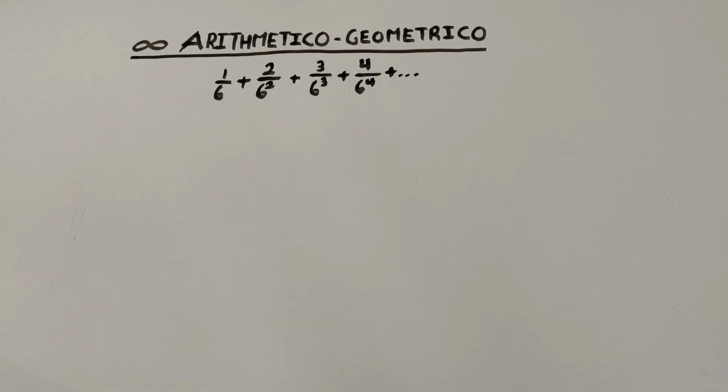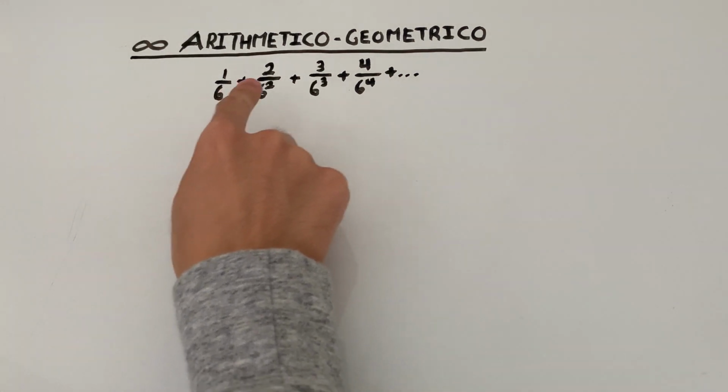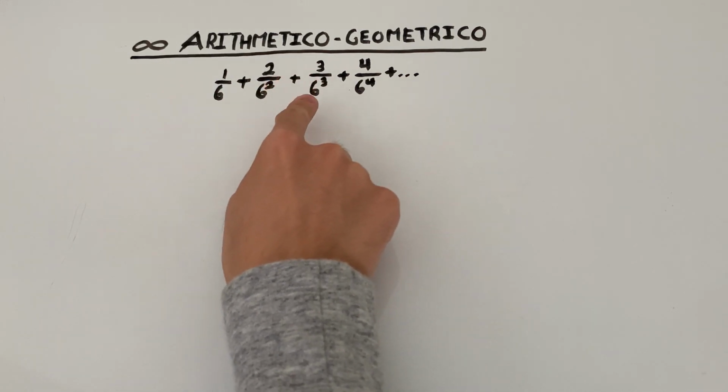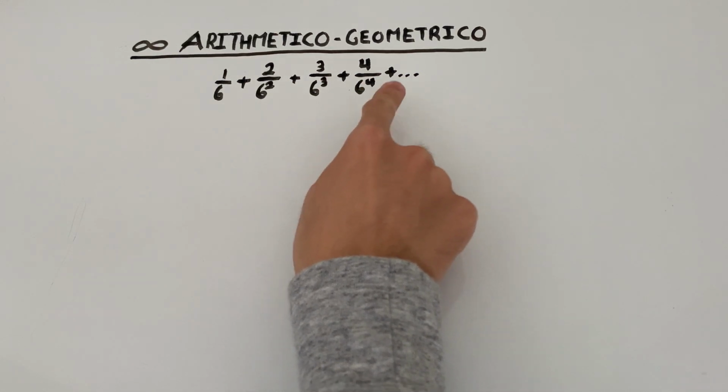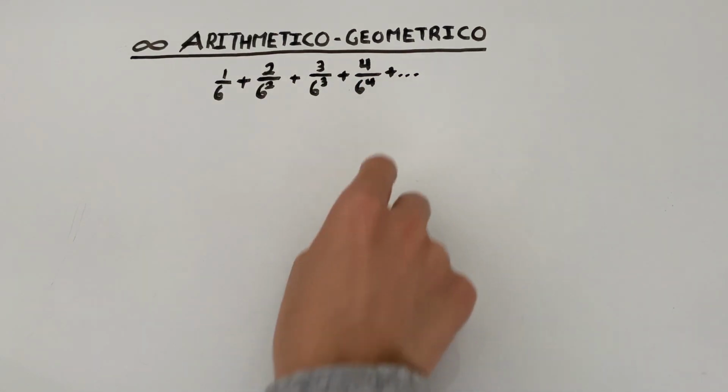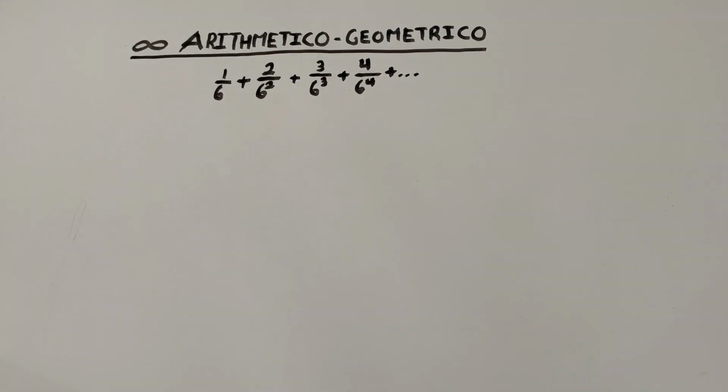So you're probably not surprised that an arithmetico-geometrico series can extend to infinity. So over here, we're asked to sum 1 over 6 plus 2 over 6 squared plus 3 over 6 cubed plus 4 over 6 to the power of 4, and it just continues forever. Now let's refresh our memories a little bit.